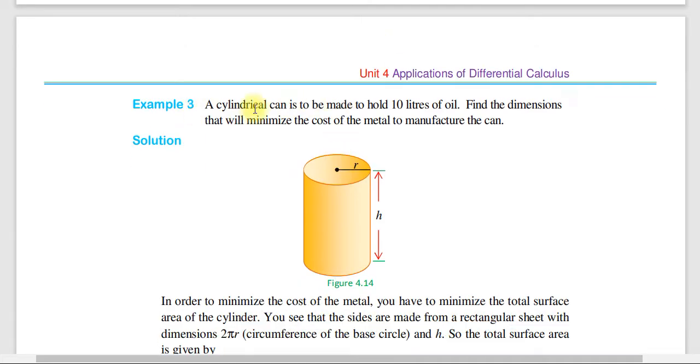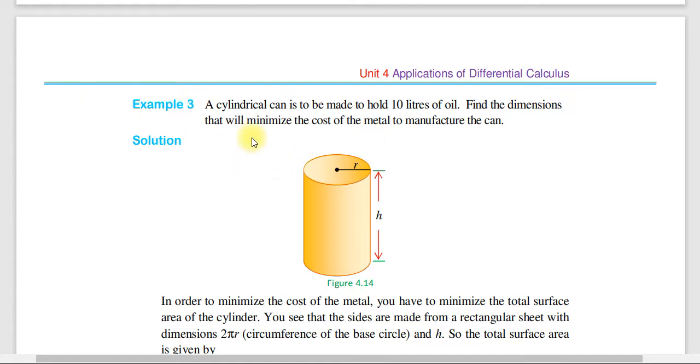ሌላኛው ኤግዛምፕል ደግሞ a cylindrical can is to be made to hold 10 liters of oil. Find the dimensions that will minimize the cost of the metal to manufacture the can. Okay? አሁን ካን ወይም የሆነ ቆርቆሮ ሊሰራ የተፈለገው እንዴት ነው? 10 ሊትር ኦይል እንዴት ተደርጎ ነው? So, find the dimensions that will minimize the cost of the metal to manufacture the can.